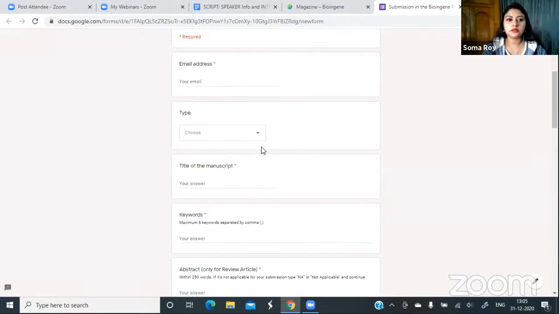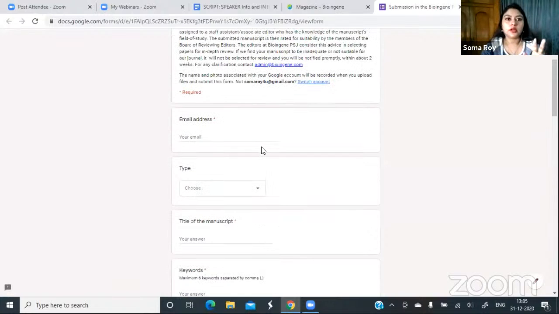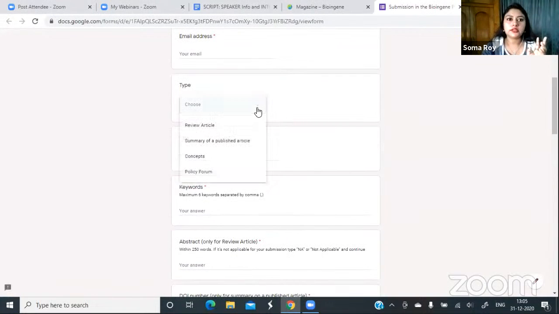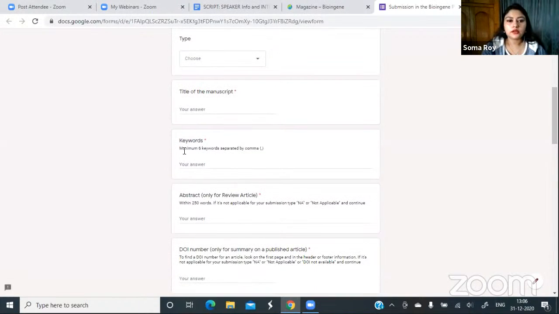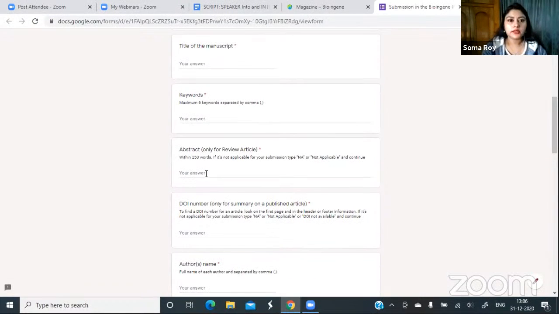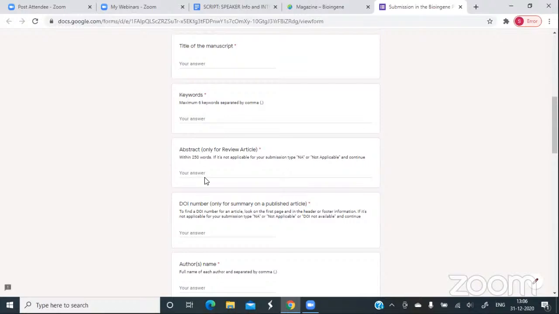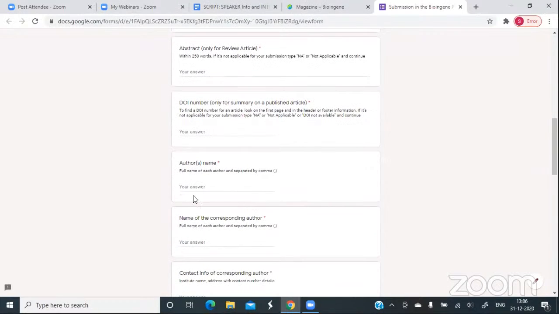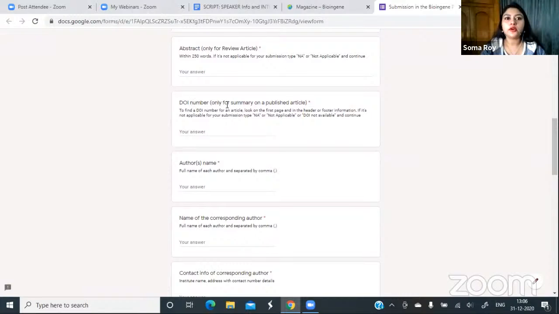You can put in your details here: the title of the manuscript, your email address, and the type of writing, the type of article or write-up that you're submitting, that is a review article or summary of a published article, concepts or policy forum, if you want to add your ideas or your thoughts about a policy in agriculture or plant sciences. Then you write in your title of the manuscript, the keywords, and your abstract. You paste in your abstract here, and this section, the DOI number, is only for summary of a published article.